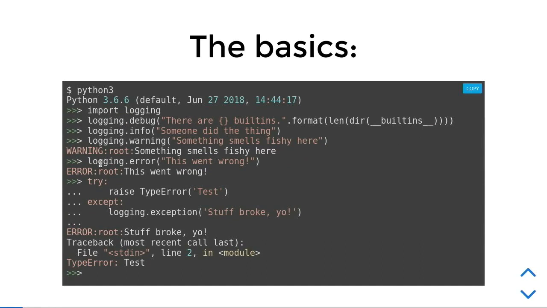Here's the basics. You run Python, you import logging. You say, I want to log some debug information, and nothing comes out. Or some info level stuff and nothing comes out. Or you want to log a warning and you get a warning from root. And you log an error and you get an error, nice and big scary error. And in fact, you can catch exceptions and log the exception along with your message. It will actually grab the exception and log it for you, which looks just like I actually got the error but didn't, honest.